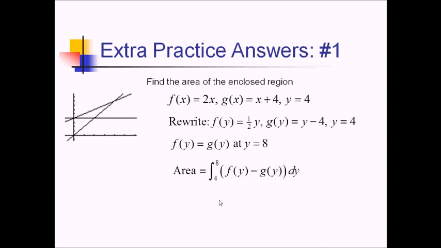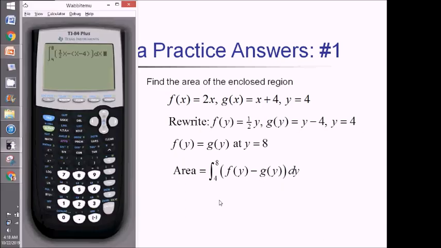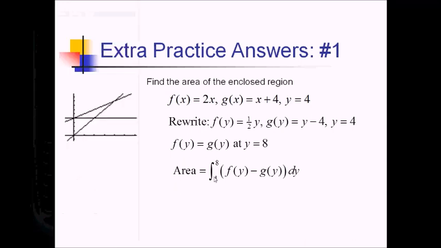Time to do that on the calculator. So here's what this looks like on the calculator. I've got f of y, which is 1/2 y. And I'm going to do all of these with x's because that's how the calculator rolls. And then I'm going to subtract y minus 4. And I'll write dx instead of dy because I'm doing everything with just the x variable. Press enter, and that's, hey, exactly 4.